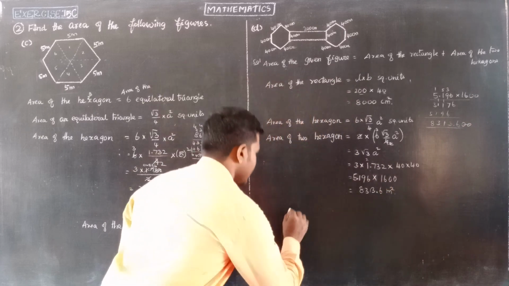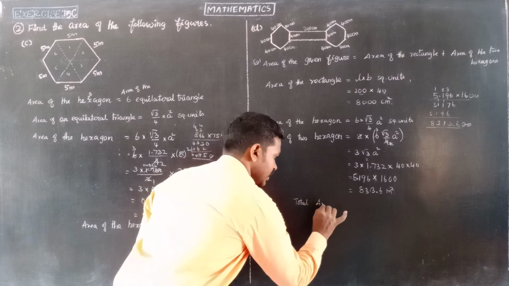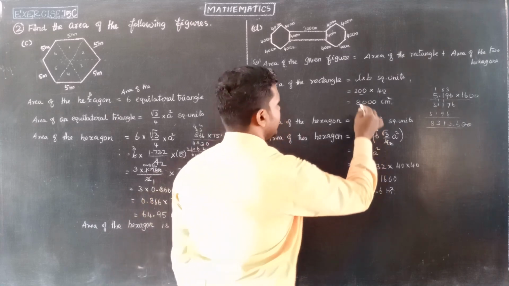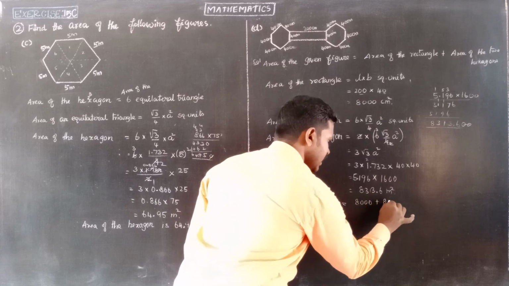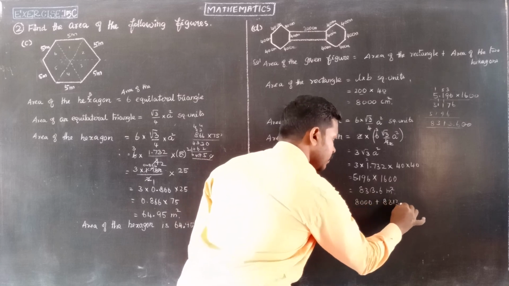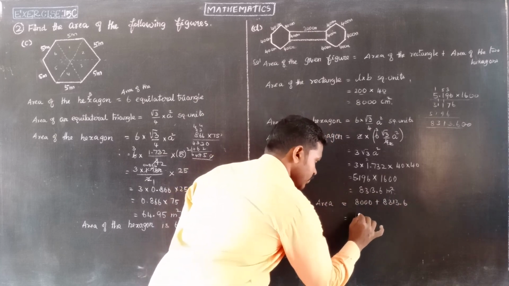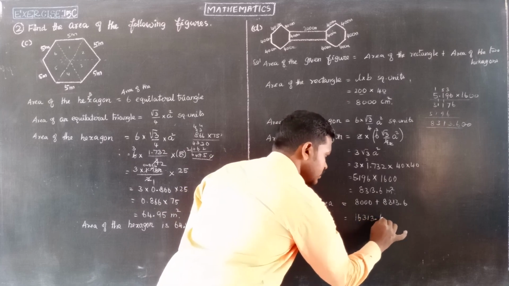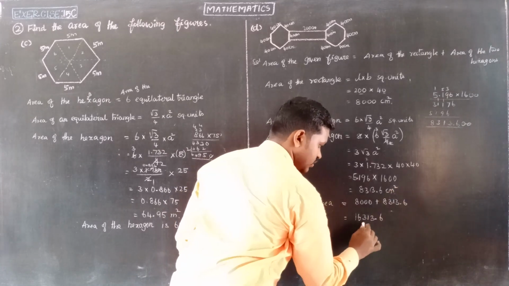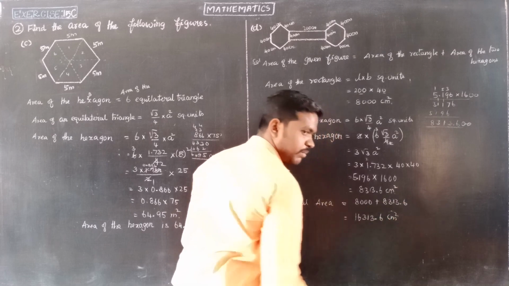Now the total area is equal to the area of the rectangle, 8000, plus the area of the hexagons, 8313.6. Adding, we get 16313.6. So we have found 16313.6 cm square.